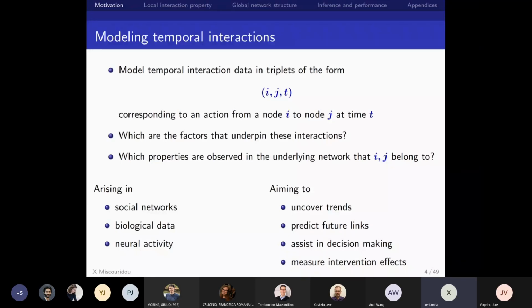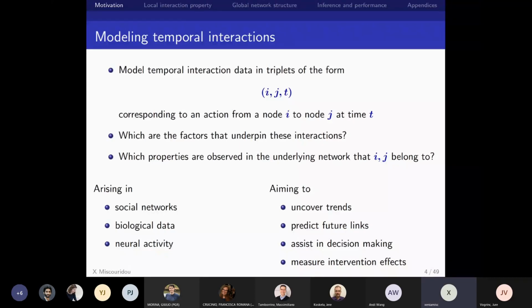We observe this sort of data in various fields, like in social networks, when people send messages or emails or any sort of actions between them. In biology, there are data; I think like in proteins, there is evidence of this type of behavior. In neuroscience, we have neurons that excite each other, firing against each other, and we have time-stamped interactions. But in all these cases, we are interested in answering questions like, which are the factors that underpin these interactions? For example, how often do we expect them to interact with people?